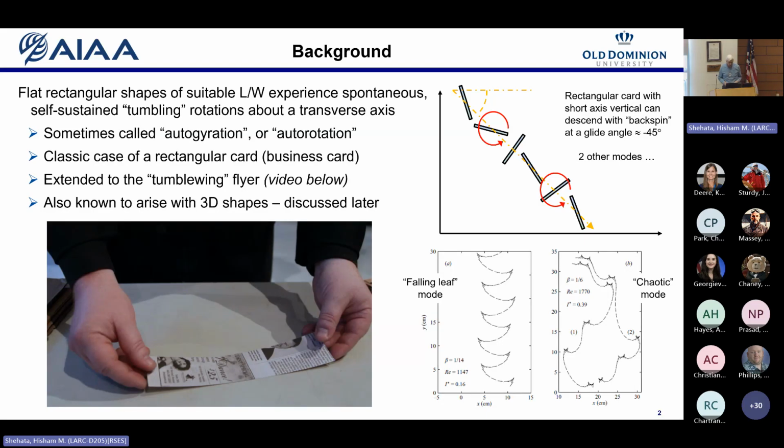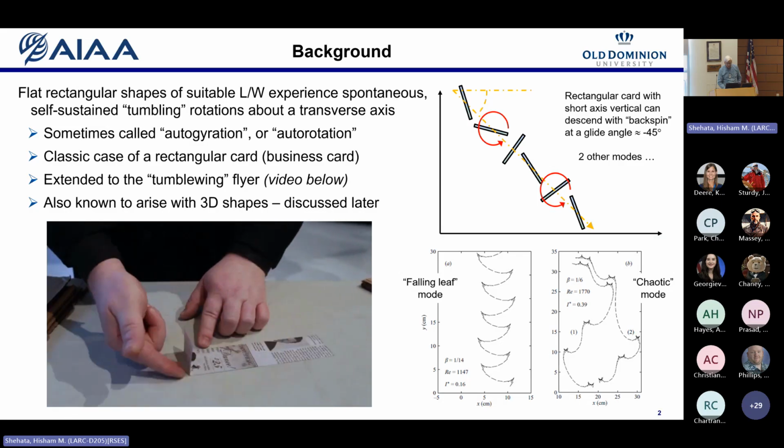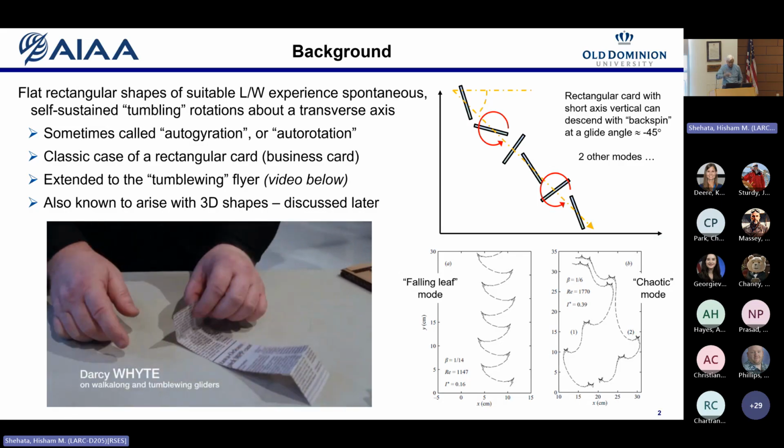Academics have studied that experimentally and computationally and theoretically, and there's all kinds of papers talking about the physics behind it. There's 2 other modes of flight. I'll just start this video while I'm talking.